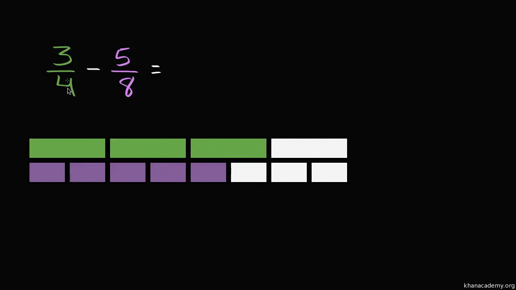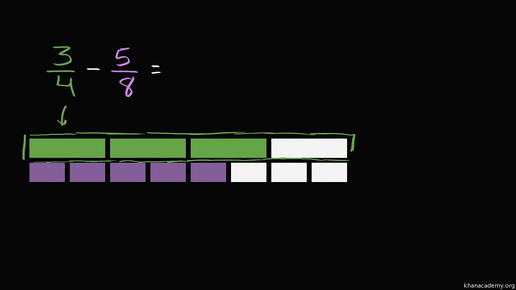Let's see if we can figure out what 3/4 minus 5/8 is. And we have 3/4 depicted right over here. You could view this entire bar as a whole, and we see that it is divided into 4 equal sections, and that 3 of them are shaded in. So those 3 that are shaded in represent 3/4 of the whole. So you see that right over there.